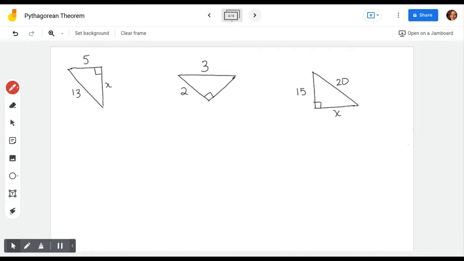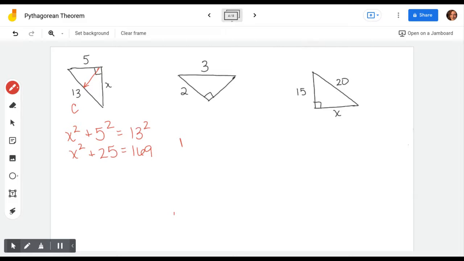Sometimes you're missing one of the legs. So on this one, identify which one is C. On this first one here, your C would be the 13 because it's across from the right angle. Pick one of them to be A, one to be B, it doesn't matter. I'm going to do x squared plus 5 squared equals 13 squared. So that's x squared plus 25 equals 169.